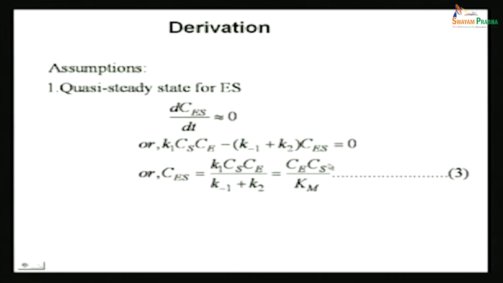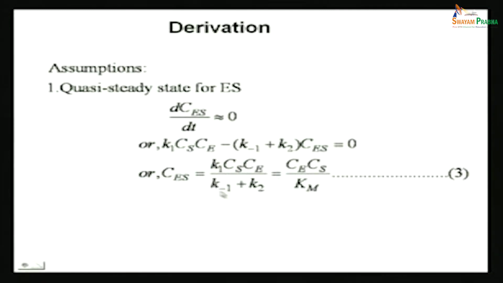Why are we trying to do that? We discussed this in the last class. Parameters, and not just that, to be able to express them in terms of measurable quantities, right? Measurable quantities, which are CE naught, the initial concentration of the enzyme, and CS, the concentration of the substrate. So that's the whole idea.